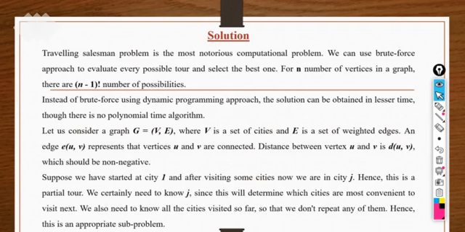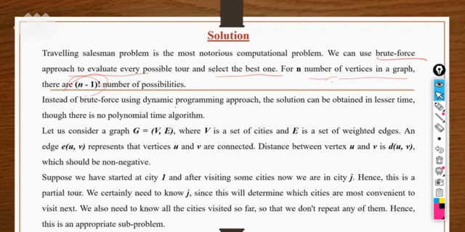we need to understand that the traveling salesman problem is a most notorious computational problem. We can use the brute force approach to evaluate every possibility to cover all the cities, and we can select the best one. But it will be very complicated to trace all the possibilities and find the best one from them. For n vertices in a graph, if we assume n cities in a list, how many possibilities will there be? (n minus 1) factorial possibilities will be there.